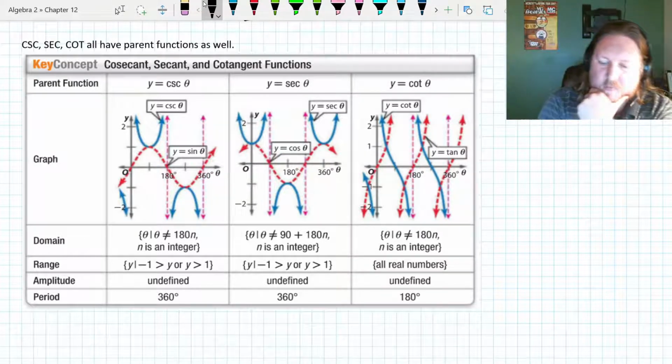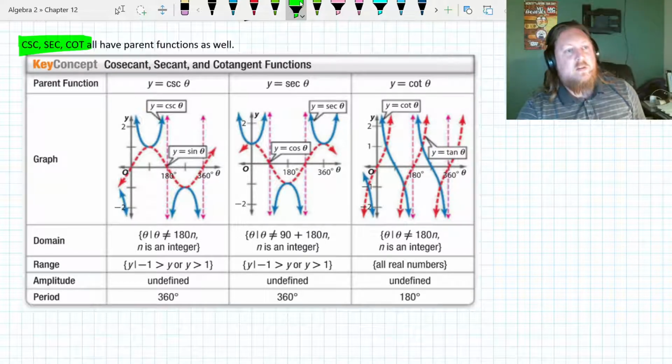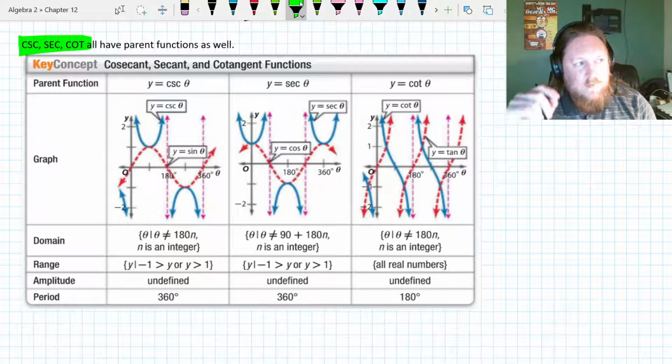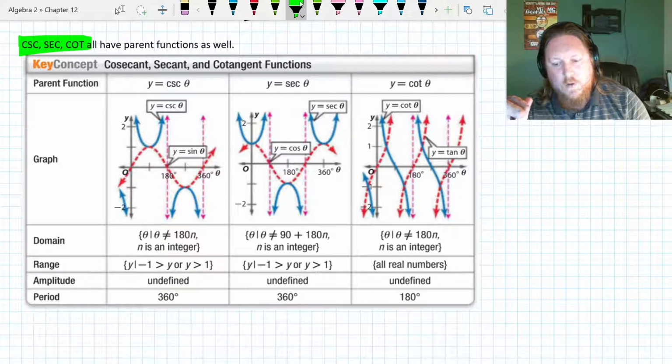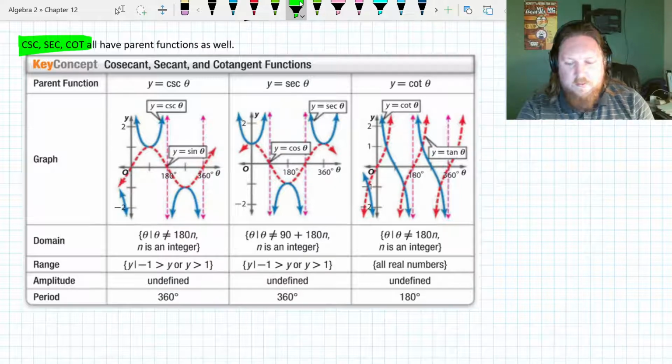Okay, we're going to be talking about the last three graphs: cosecant, secant, and cotangent. And here's the thing. If you can't sketch a quick graph of sine, cosine, or tangent, you can't graph these things. And I say that because they're all reciprocal functions.